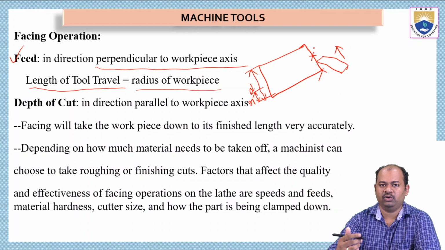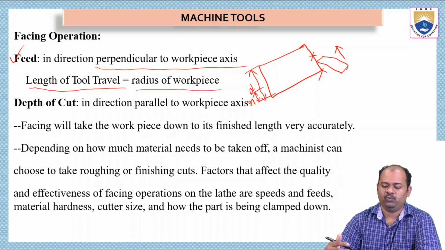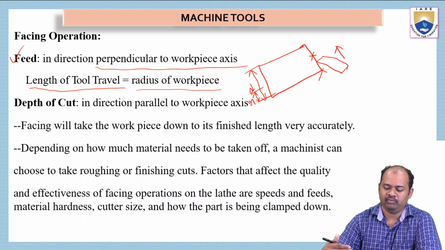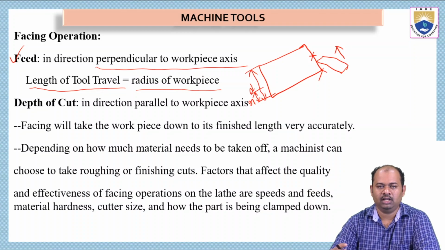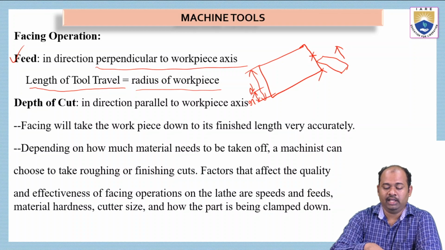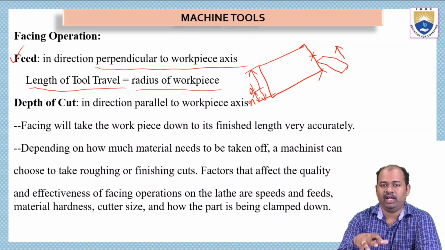Because the workpiece is rotating circularly, we can simply remove the circumferential material when we advance only up to the center of the workpiece. Okay, so this is how the facing operation is done, and the length of the tool travel, the value is equal to the radius of the workpiece.